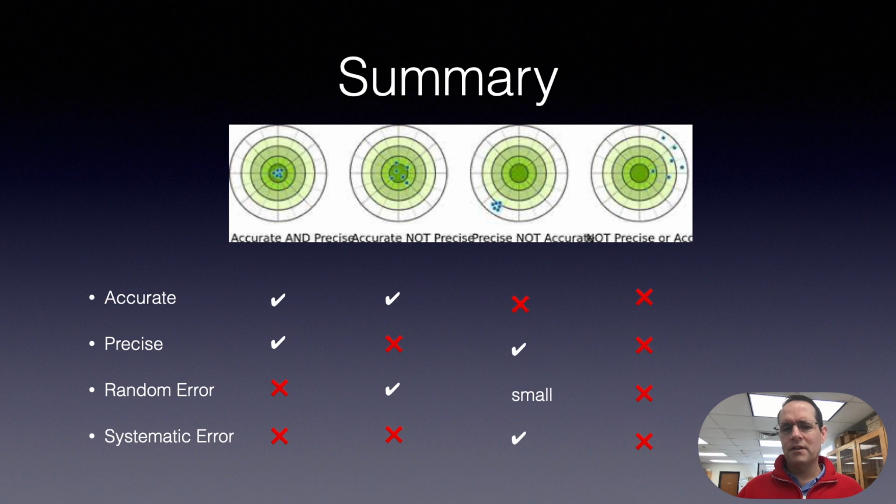And then in the fourth system, we have just everything wrong, okay? So that in a nutshell is kind of what's going on here with accuracy and precision. I hope this helps.